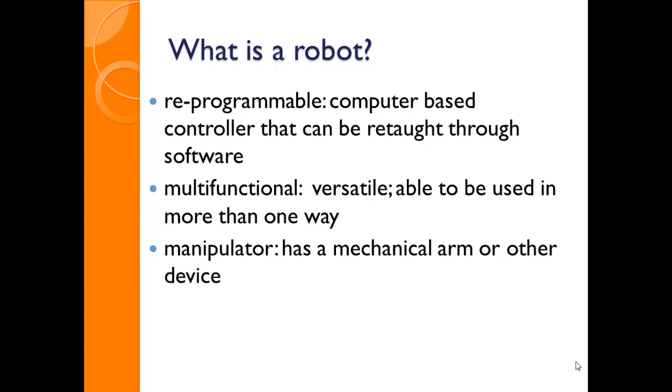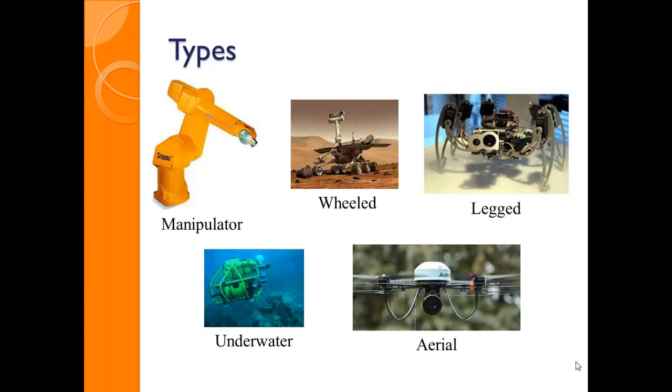The manipulator has some kind of mechanical arm. It could have a gripper, it could have a vacuum cup, it could have a magnetic attachment. It has something to manipulate objects or perform a task. So here are some different types of robots. You can see that this is a Stabile, which is similar to the ones we use in Dorian's lab. Wheeled, that's a picture of the Mars rover. Legged, that's like a little spider robot that could walk. Underwater, huge application for these now, and this is aerial, like the drones you see people talking about now.